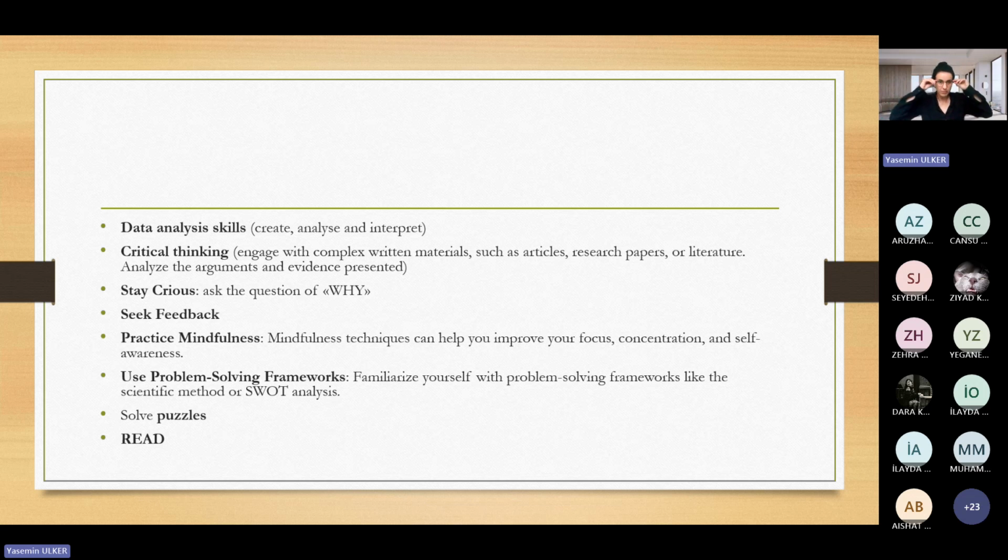And being more disciplined also makes you use a problem solving framework and solve puzzles. SWOT analysis, we did it during the class, did we? No, we didn't. Do you know SWOT analysis?